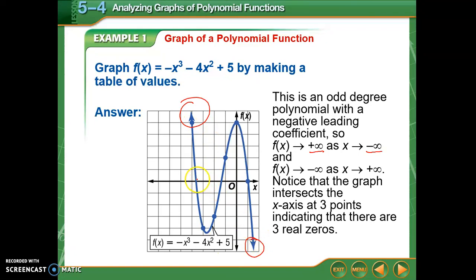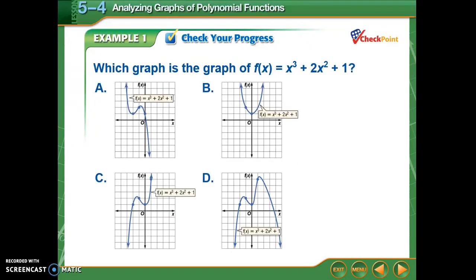And then notice that my graph intersects the x-axis at 3 different points. That represents 3 real zeros, or 3 real roots. Okay? So you always want to check your end behavior to make sure you got enough points. So I want you guys to try this one.